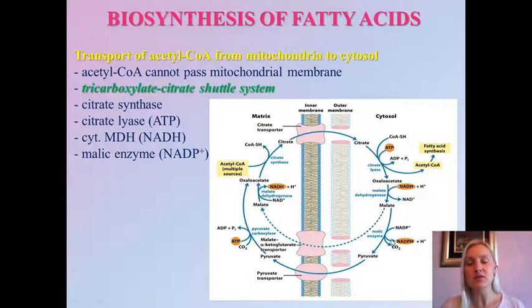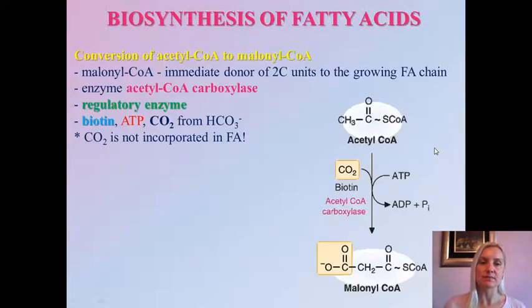Or there is an alternative pathway, that malate can be converted by malic enzyme to pyruvate, and then pyruvate can enter mitochondrion via pyruvate transporter, and then pyruvate can be carboxylated to oxaloacetate, and again we are closing the cycle. So if we cannot transfer directly acetyl coenzyme A through membrane, we can do it via citrate and a couple of these subsequent enzyme catalyzed reactions. So now we have sufficient amounts of cytosolic acetyl coenzyme A for fatty acid synthesis.